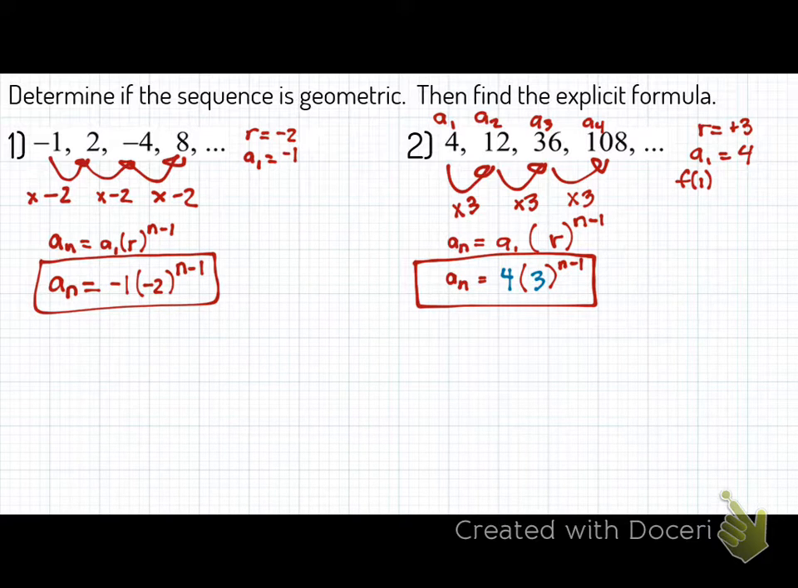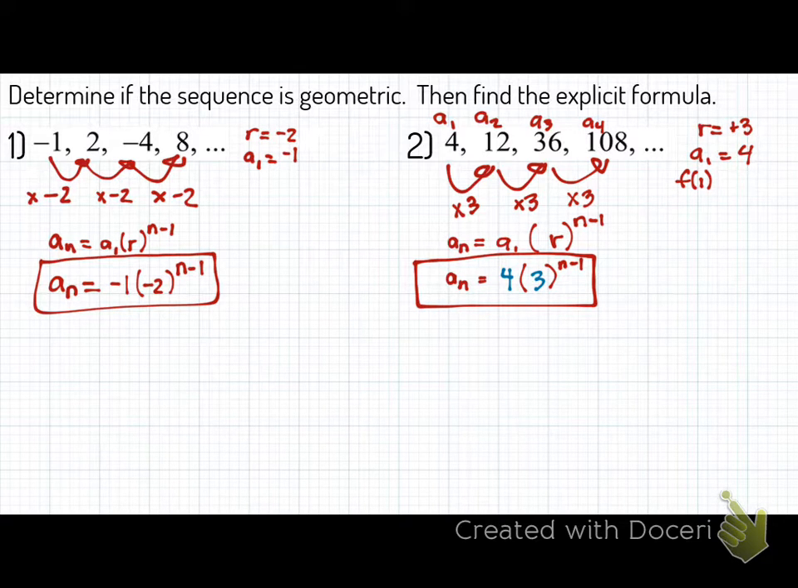Anyways, can you all please talk to your neighbors and tell them: how do you figure out if it is a geometric sequence? If so, what's the ratio, and how do you create the equation? Ready, set, go.